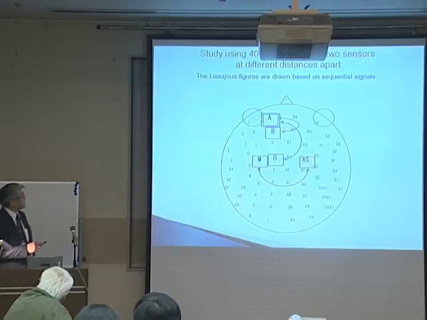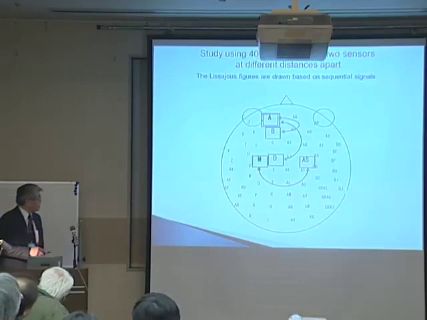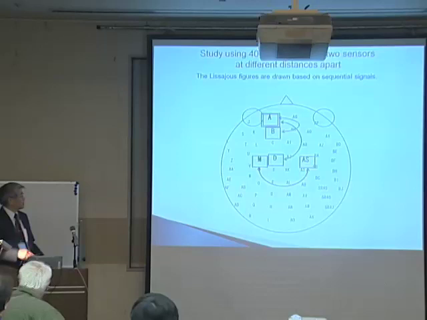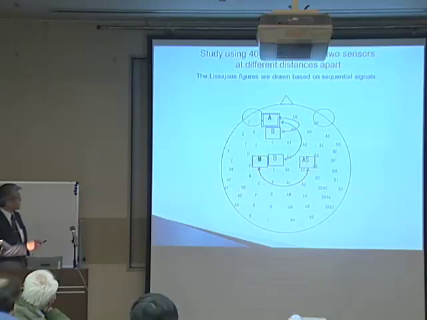Next is two sensors, between two sensors at different distances. This shows the positions of the sensors. A and B are at a very near distance, and A and D are a little bit far. F and A are on the left-hand side of the frame, and the other on the right.